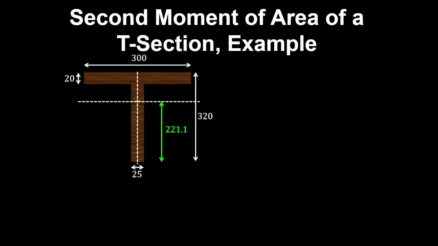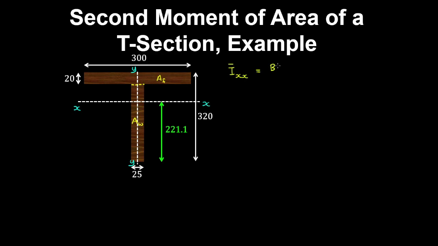Let's find the second moment of area about the centroid of this T section. Well, what we can do is break this up into two areas, being the area of the flange and the area of the web. And therefore we can use the following equation to determine the second moment of area of each of those areas about the centroid of the section.